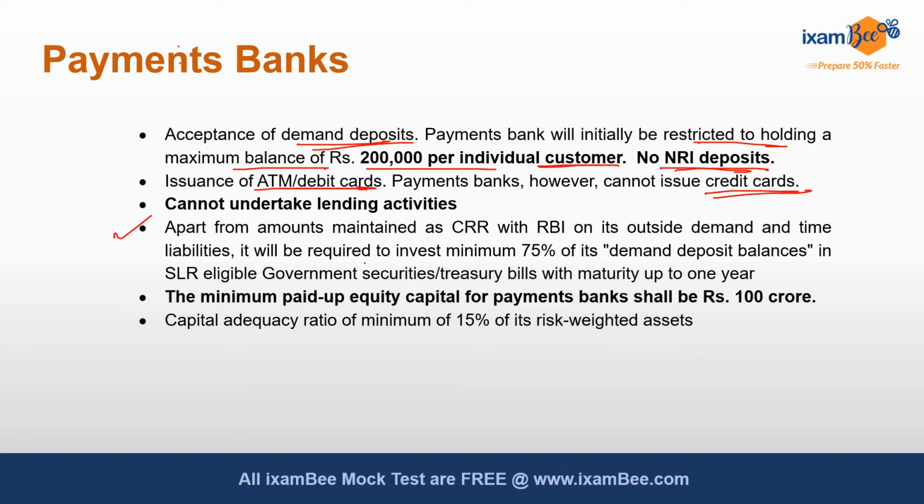The next important point is, apart from the amounts which are maintained as cash reserve ratio with the RBI on its outside demand and time liabilities, the payment banks will also be required to invest minimum 75% of its demand deposit balances in SLR eligible government securities or treasury bills with maturity up to 1 year. So 75% of their deposits have to be maintained in the form of government securities. The minimum paid up equity capital for Payments Bank shall be rupees 100 crore, and capital adequacy ratio has been mentioned to a minimum of 15% of its risk-weighted assets.